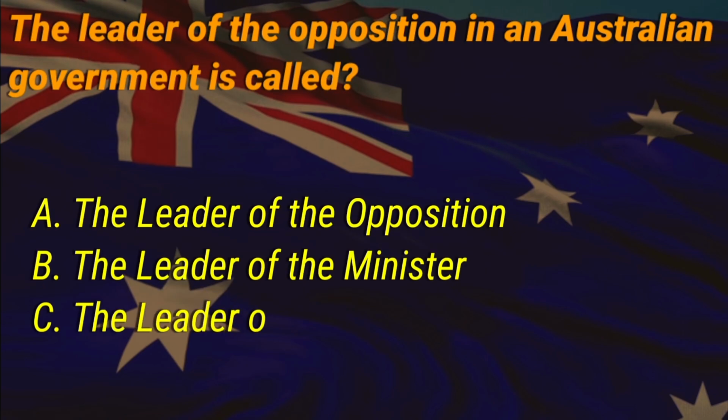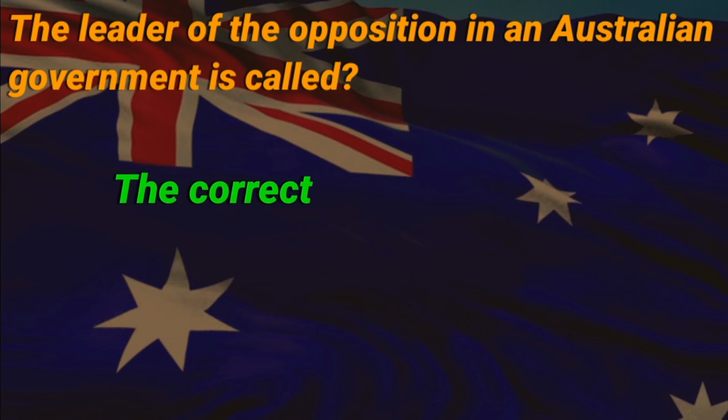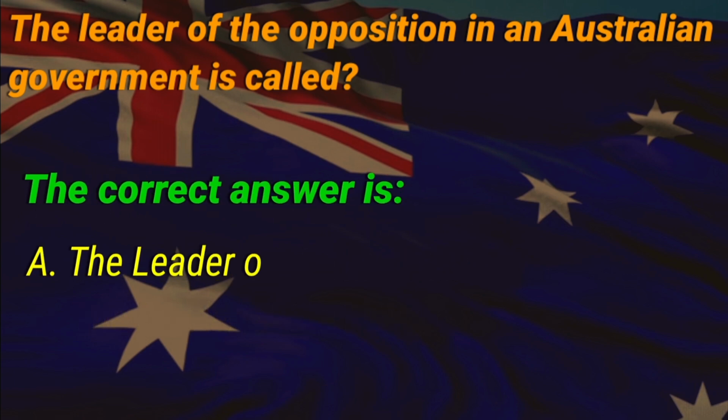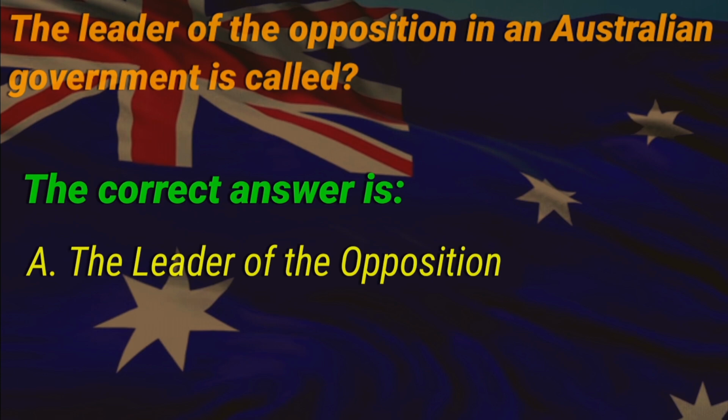Premier. The leader of the opposition in an Australian government is called A. The leader of the opposition, B. The leader of the minister, C. The leader of the House. The correct answer is A. The leader of the opposition.